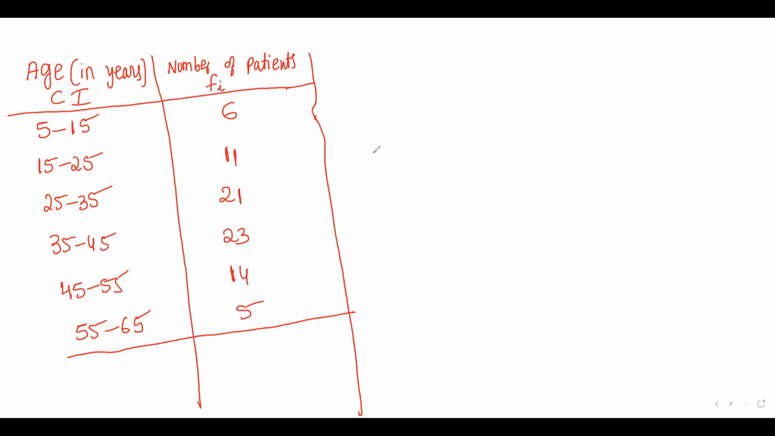What is the biggest number in the frequency? 23 is the biggest number. So draw a line over 23 and that line is called modal class. This line is called modal class.